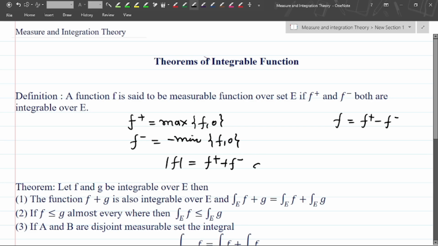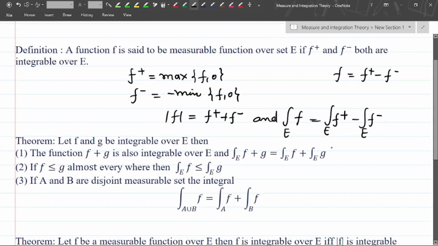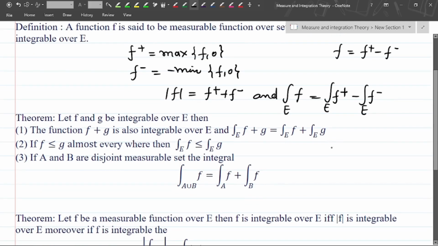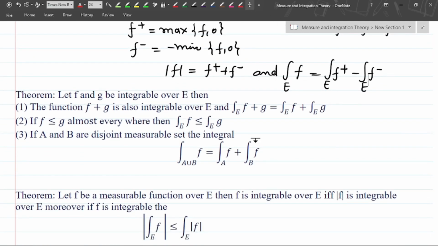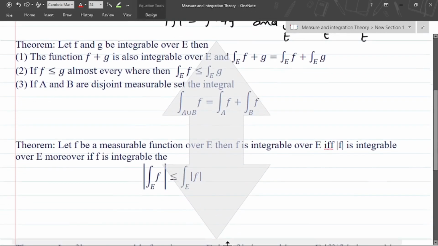And one more result is that the integration over E of f equals the integration of f plus over E minus the integration of f minus over E. So these are three to four results that we should have an idea about, and for proving this theorem, we'll use these results.